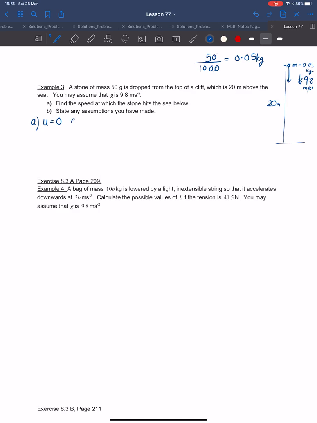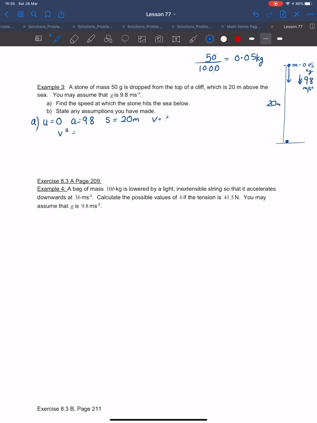The acceleration is 9.8. The distance that it travels is 20, and that's when it hits the sea below. And we need to find the v, the future velocity when it hits there. So we've got v, u, a and s. So we use our SUVAT equations.